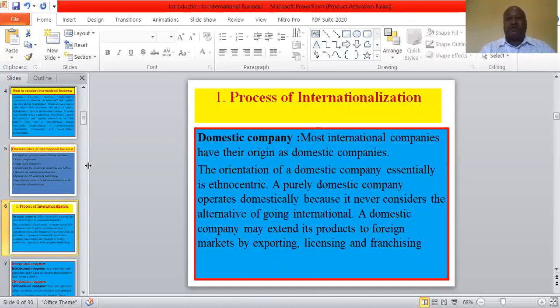Let's look at the process of internationalization. And we shall start with the domestic company. Most international companies have their origin as domestic companies. The orientation of a domestic company essentially is ethnocentric, meaning that you actually believe that you are the best in the arena. A purely domestic company operates domestically because it never considers the alternative of going international. A domestic company may extend its products to foreign markets by exporting, licensing, and franchising.